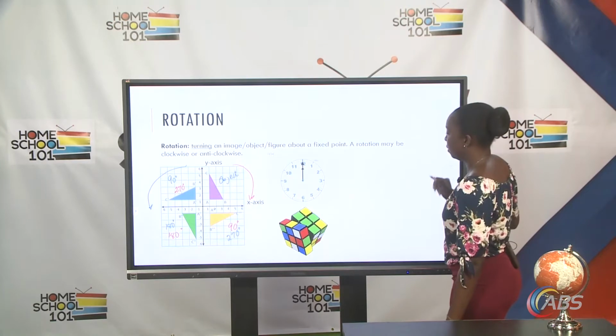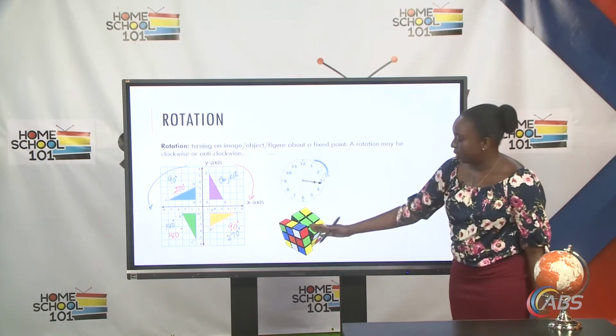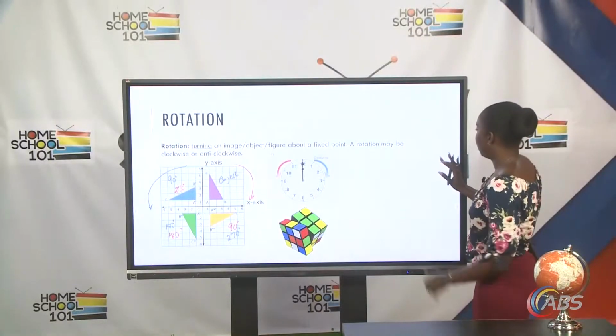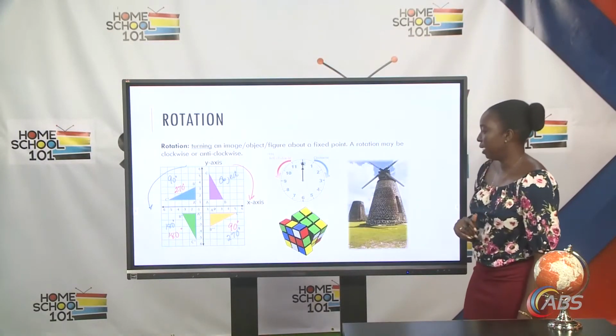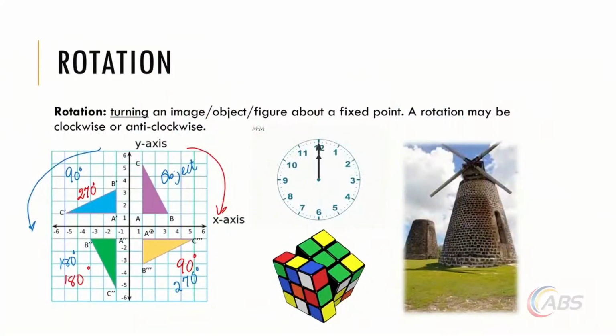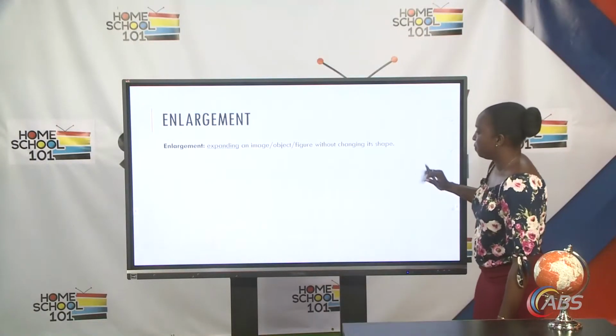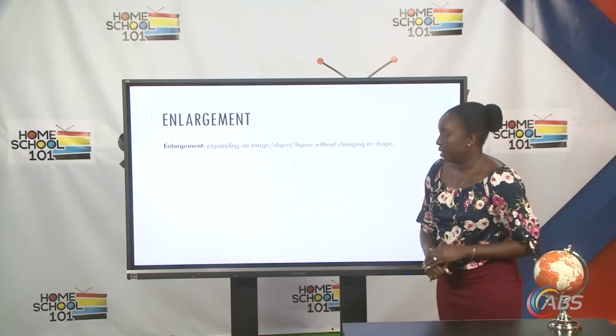All right. So another example, people like to play with this. This is what we call a Rubik's Cube, and this is just an example of rotation, okay? You know the object of playing with something like that. And this is another example. This is something that we here in Antigua and Barbuda may see, depending on where we live or maybe where we're going to, right? And finally, we're on enlargement.